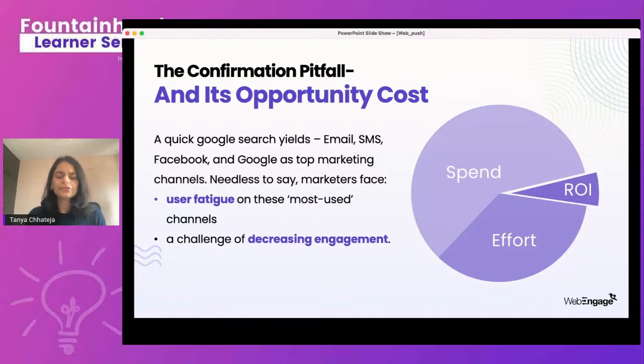Similarly, if you do a quick search on Google for top marketing channels, now this is a confirmation pitfall for marketers. If you talk to other marketers out there, you will understand that the top performing ones are email, SMS, Facebook, and Google. So what happens is that most marketers tend to fall into this confirmation pit and put more of our time, more of our efforts, more of our money into these channels and getting more engagement out of these channels.